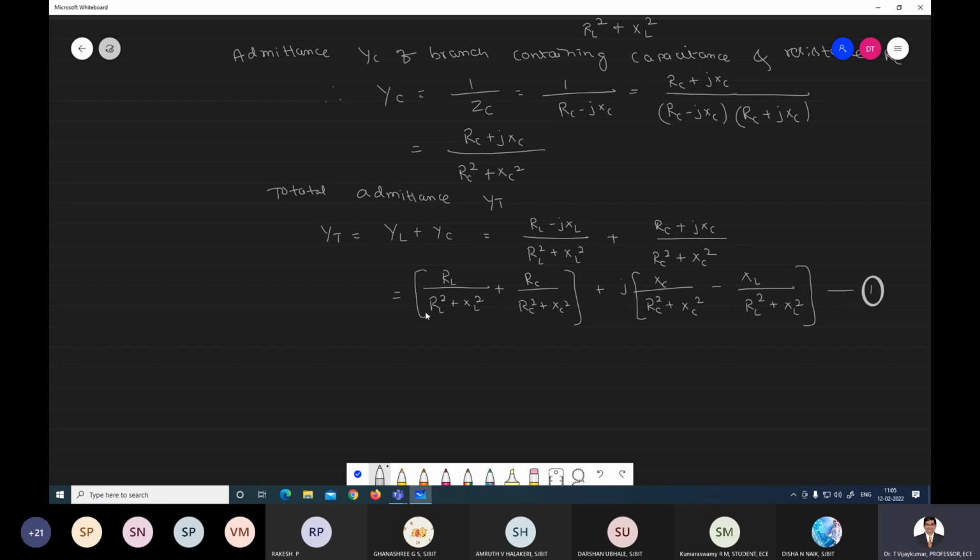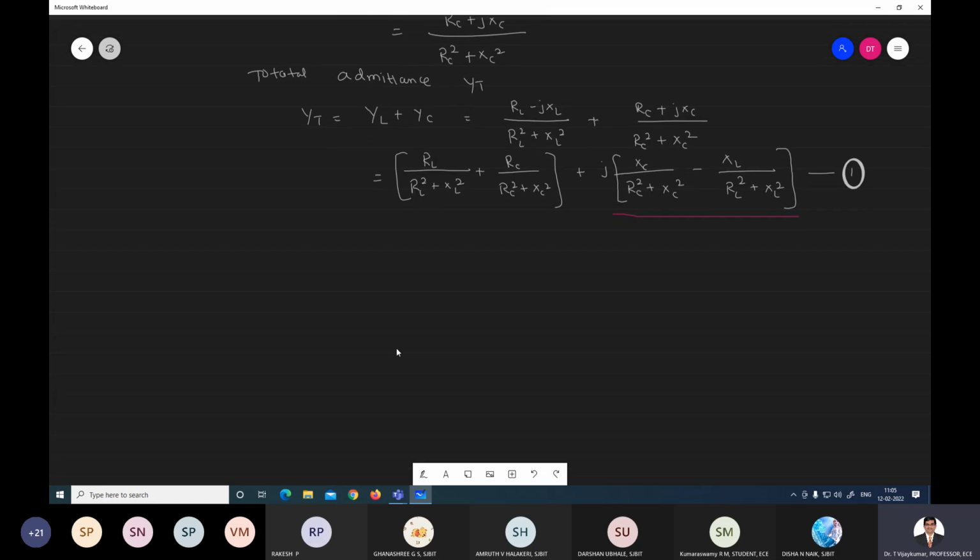In parallel resonance, what is the condition? Susceptance is 0. Which term is the susceptance here? This term is the susceptance. In parallel resonance, susceptance is 0. Therefore, you equate that susceptance to 0.